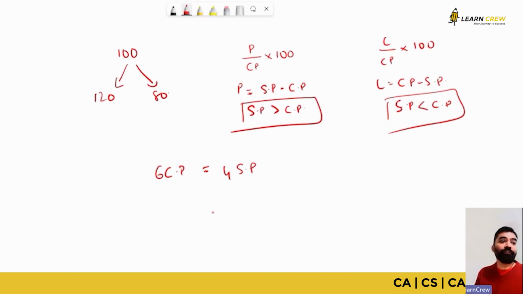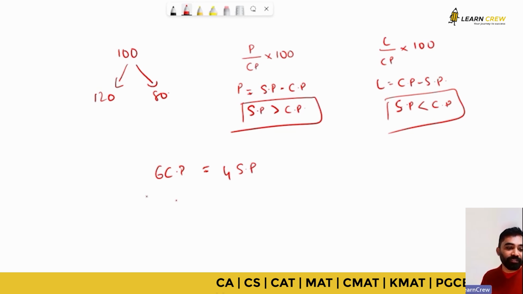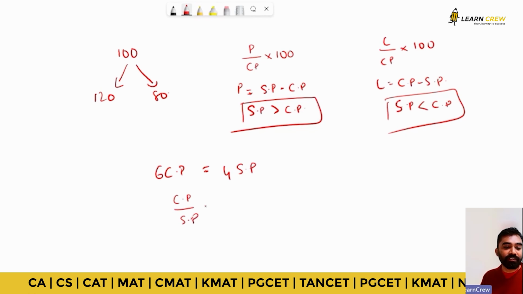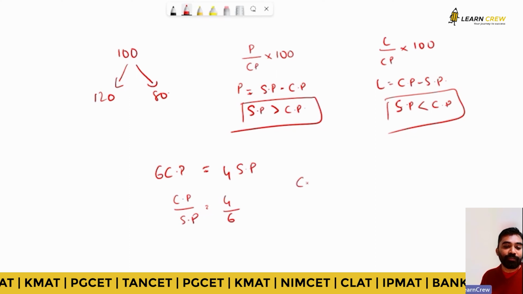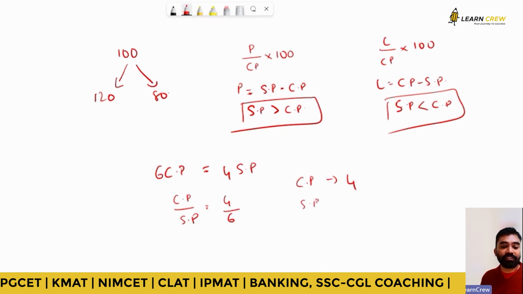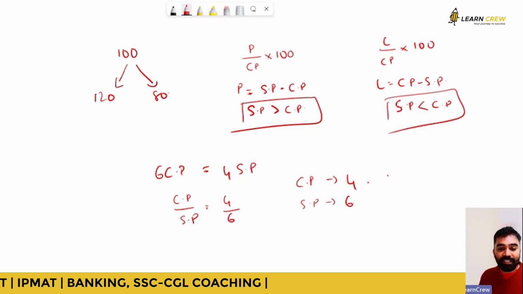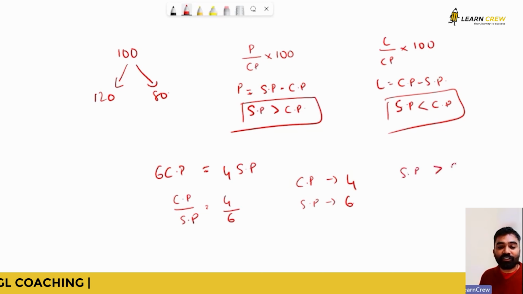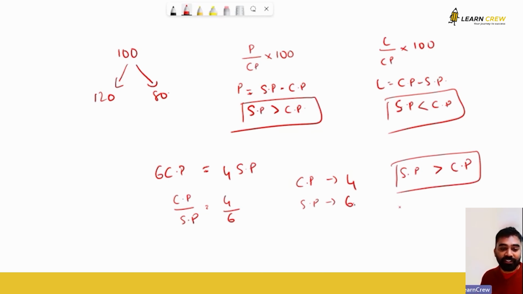That's all. Now, if you do it in the ratio form, what happens? Cost price by selling price equal to 4 by 6. So cost price ratio is 4 and selling price ratio is 6. So if selling price is greater than cost price, what did you tell? Profit. Here is the selling price greater? Yes, it's greater. So it is a profit. Okay, your first step is done. It's a profit. Understood till here, everyone?